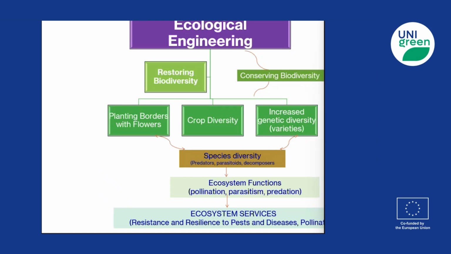So we need to restore the biodiversity, or we need to conserve it, using different strategies that I'm going to present in my other talks. In the last talk, the examples. And this is what we need to increase, species diversity, but also at the landscape level, and that provides ecosystem function and services.